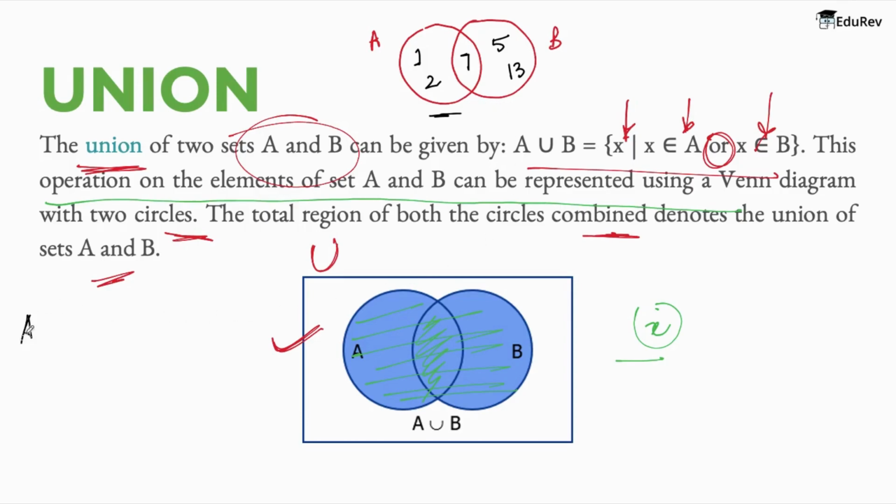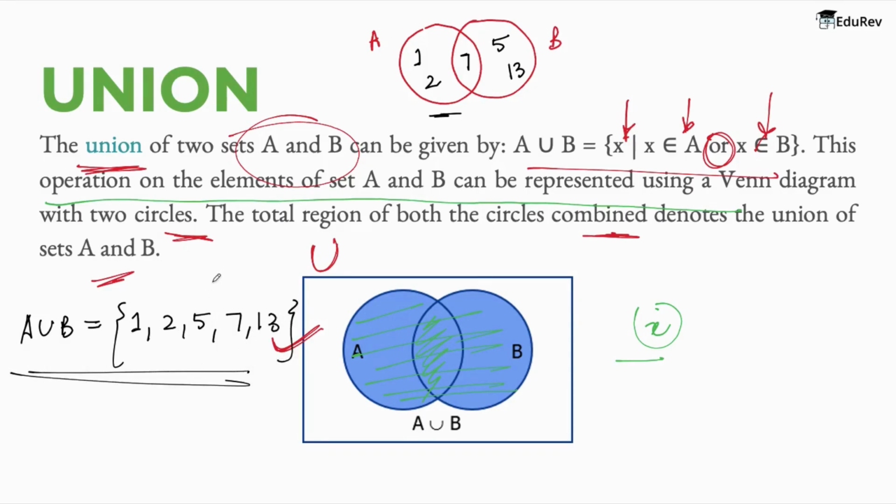So if I have to write A union B, then it will be a set containing 1, 2, 5, 7 and 13. So this is your A union B, that is all the elements which are present in A and B.